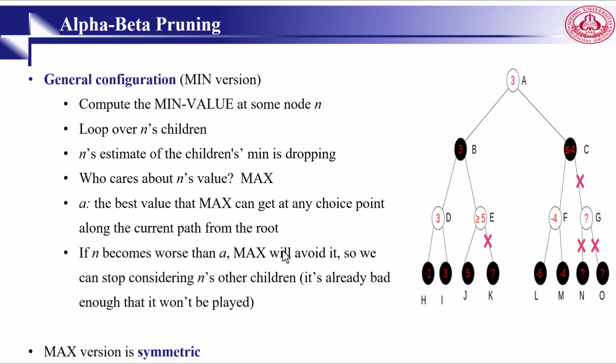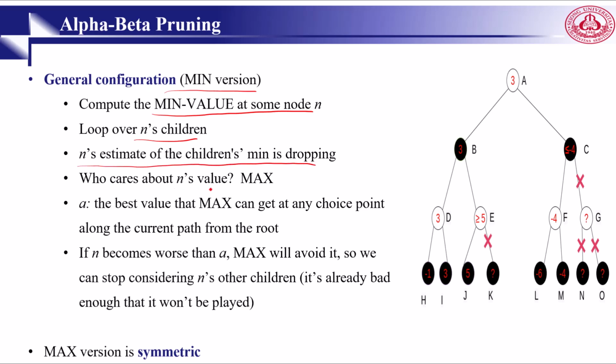So here we're gonna study one algorithm, alpha-beta pruning. We have a general configuration like the min version. We compute the min value at some node. Then we are looping over the n's children. N's estimate of the children min is dropping.